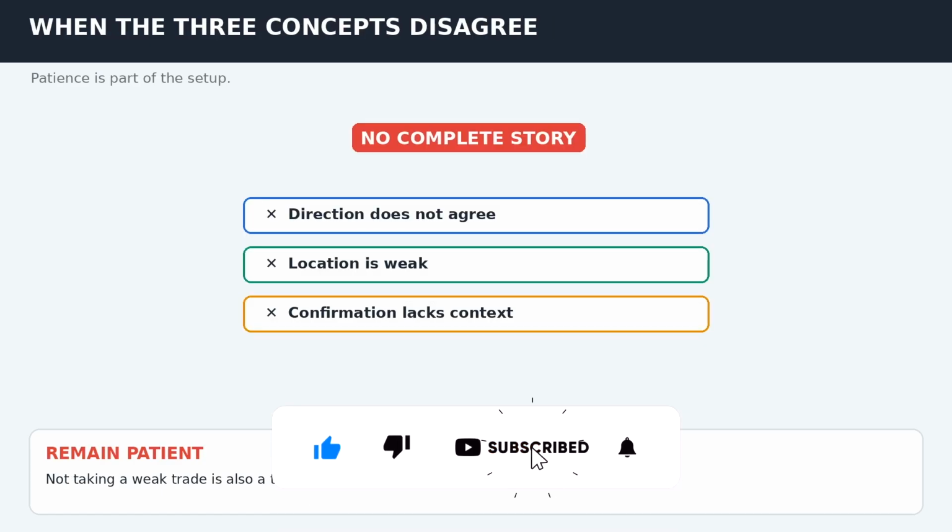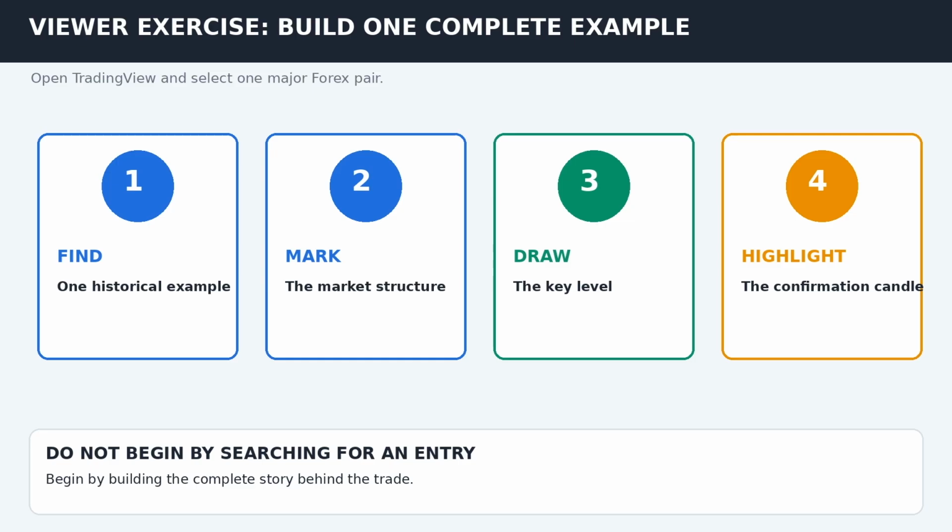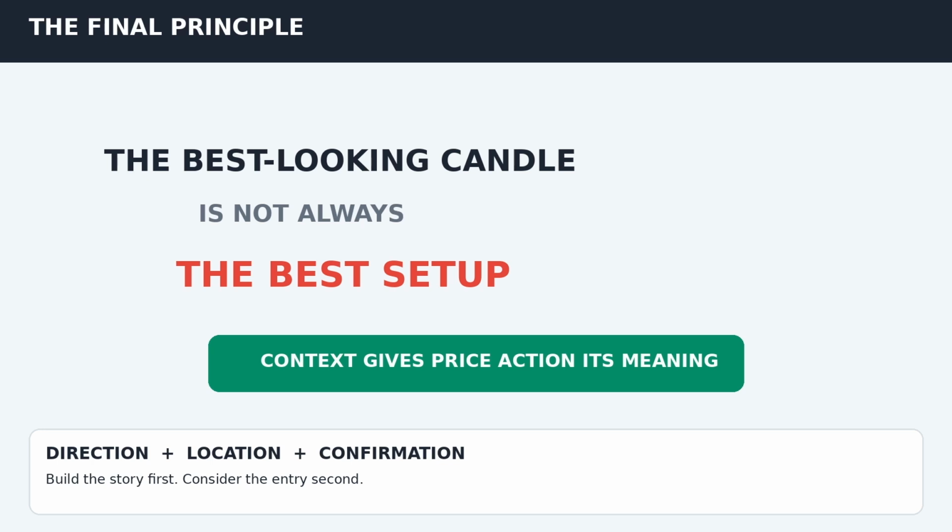Open TradingView, select one major forex pair, and find one historical example where all 3 concepts appeared together. Mark the structure, draw the key level, then highlight the confirmation candle. Do not begin by searching for an entry. Context is what gives price action its meaning. Begin by building the complete story behind the trade, because the best looking candle is not always the best setup.